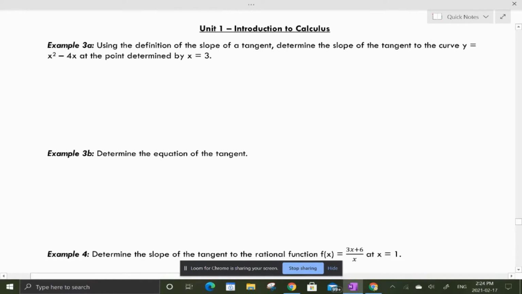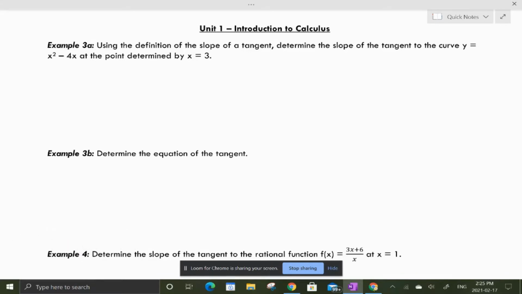Let's take a look at this example. It says, using the definition of the slope of a tangent, determine the slope of the tangent to the curve y equals x squared minus 4x at the point determined by x equals 3. So what we want to do here is algebraically determine the slope of the tangent.